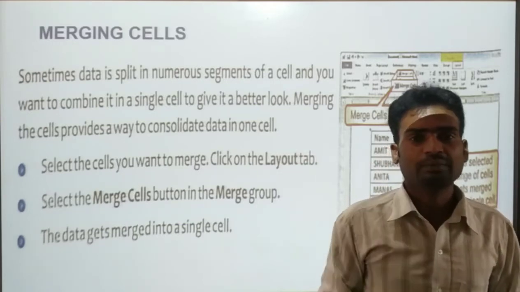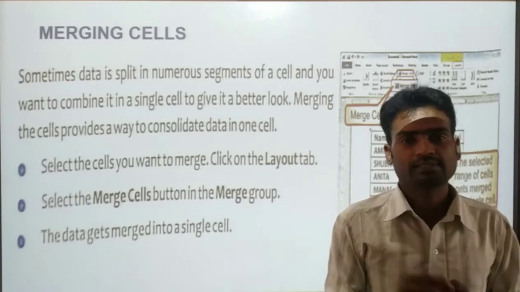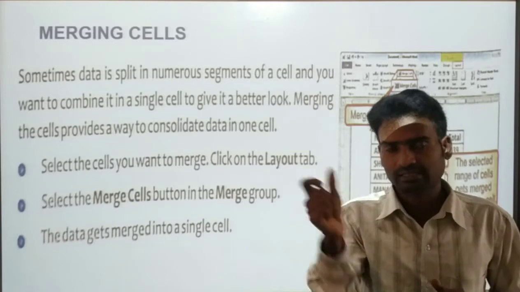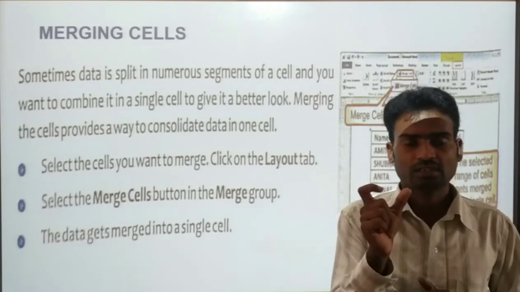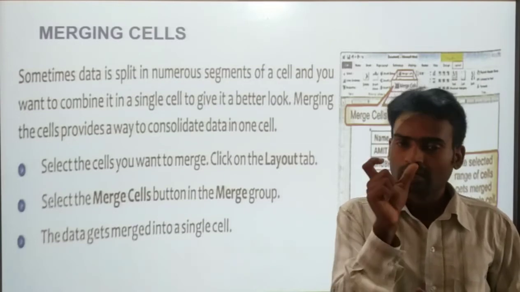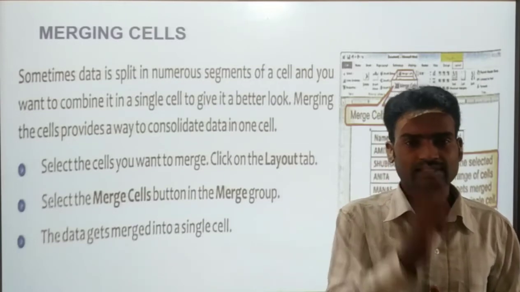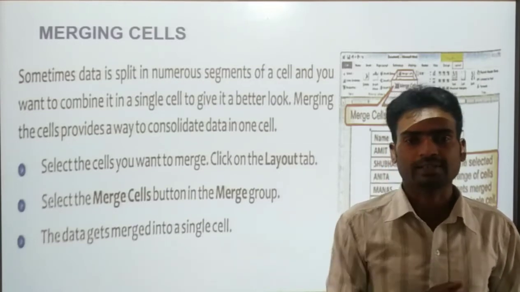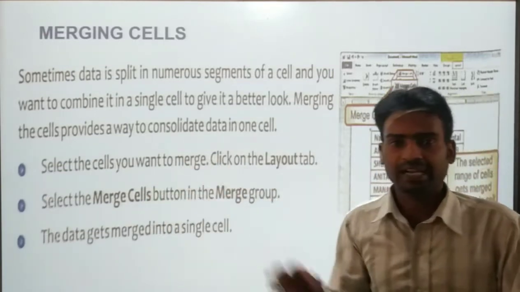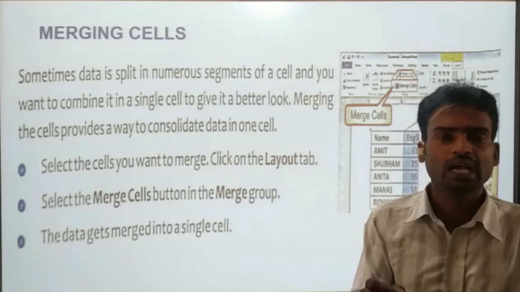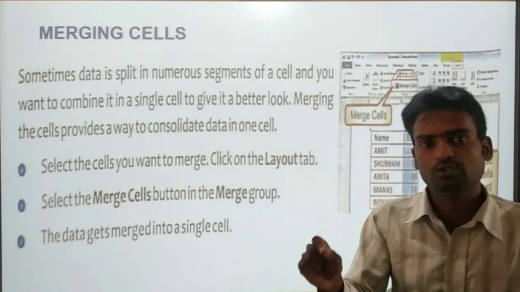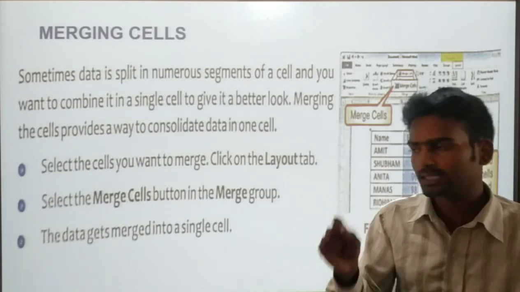For example, I am going to merge 2 cells or 3 cells into one cell. I select 3 cells, then I merge those 3 cells. After merging, all these cells become one cell. It is considered as one cell. Don't be confused. The same way we have split the cells, we have to merge cells.